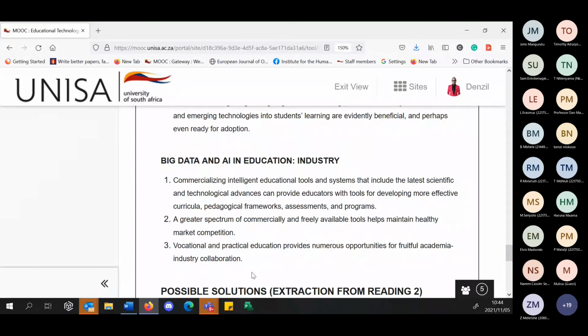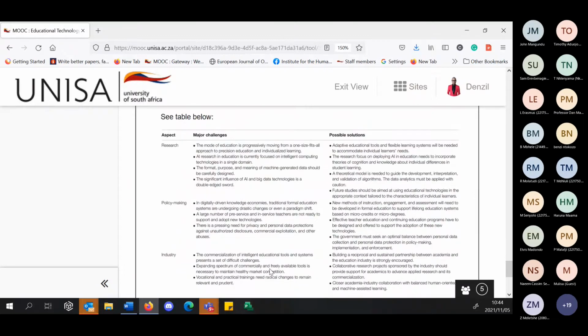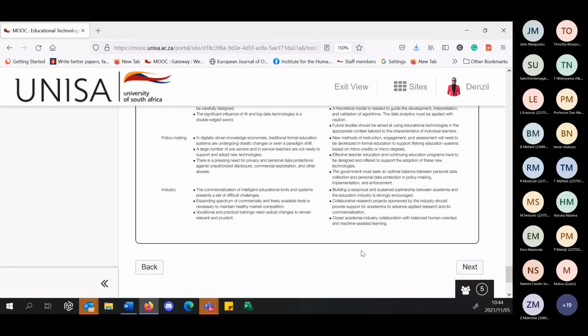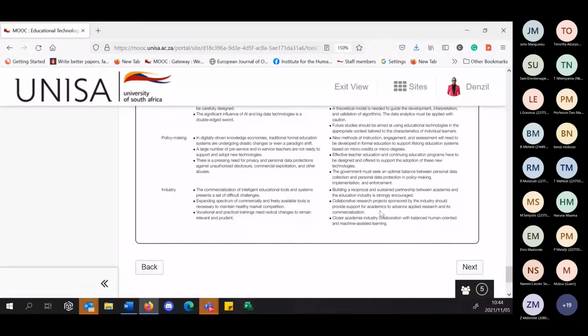Possible solutions. Here's a mind map, kind of like a table put forward by colleagues, and I'm not going to go through the whole thing, but this is something that you can look at. For example, policy, and new methods of instruction, engagement and assessment will need to be developed. It shows us where our gaps are and what possible solutions we need to start thinking about. When I saw this table, I thought it's actually a good way to start the conversation in our institutions around technology integration, because it flags nicely the gaps we are actually facing if we have to be real in the African context, and then some of the solutions for how we can rethink these types of spaces.